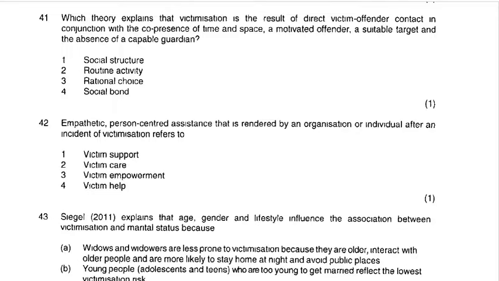41. Which theory explains that victimization is the result of direct victim-offender contact in conjunction with the co-presence of time and space, a motivated offender, a suitable target, and the absence of a capable guardian? 41. The answer is 2. Routine activity. This is found on page 68 of our study guide.